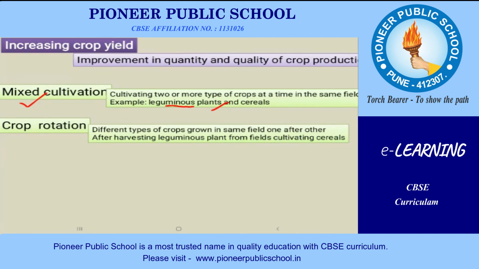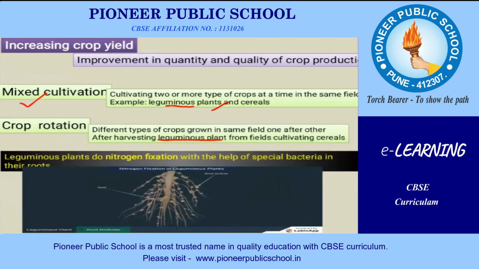Now, dear students, how to increase the fertility of soil? We can use leguminous plants for this purpose. Dear students, you must know that leguminous plants have root nodules in their roots, where a special type of bacteria called rhizobium lives in these nodules. These bacteria can convert atmospheric nitrogen into soil nitrogen.